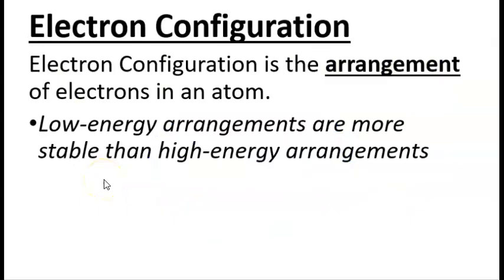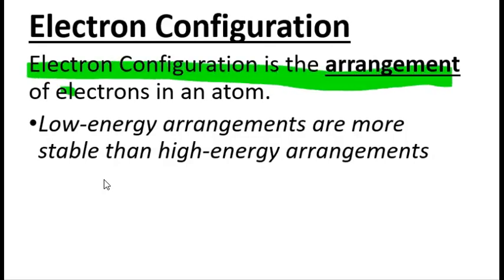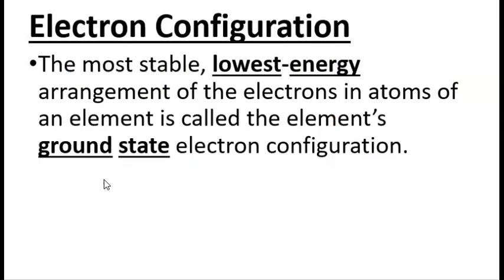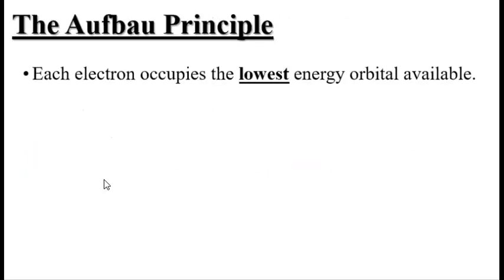This is known as electron configuration, which is the arrangement of electrons in an atom. Low energy arrangements are more stable than high energy arrangements. The most stable, lowest energy arrangement of the electrons in atoms of an element is called the element's ground state electron configuration. The Aufbau principle states that each electron occupies the lowest energy orbital available.